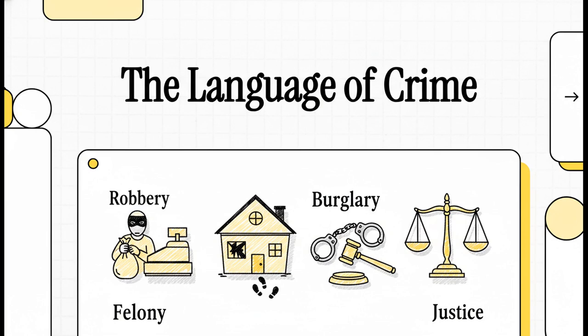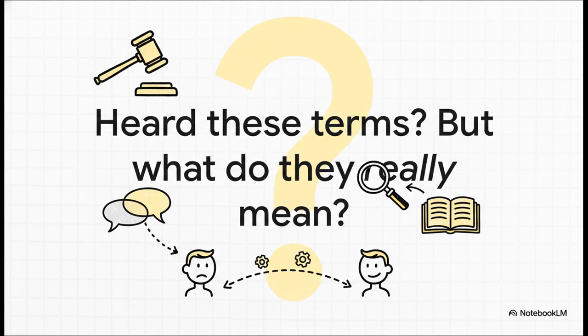In this explainer, we're going to break down the essential language of crime and justice to give you a much clearer picture. It's so easy to hear these words and just kind of nod along, assuming we get it. But the truth is, their legal definitions can be super specific. And that little gap in understanding, that's exactly what we're going to close today, so you can feel totally confident you know what's being talked about.